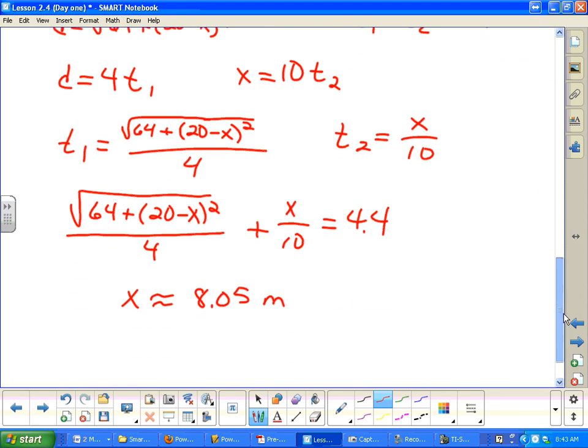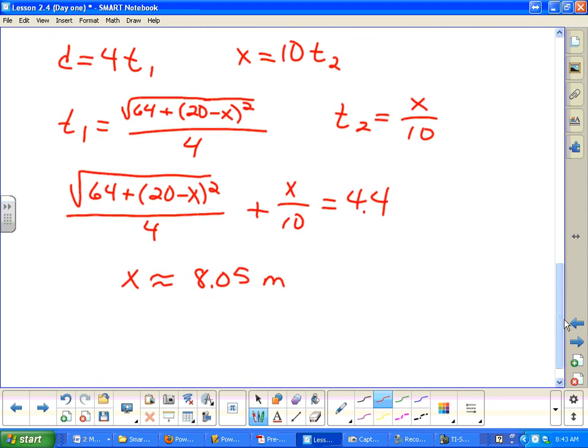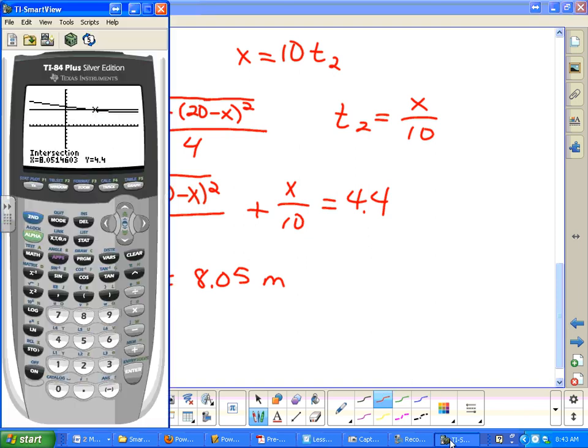Okay, 8.05 meters. Let's check the other number because it's not obvious, but it looks like it might cross somewhere else, right? So let me change, but here's the thing though. Look at my window right now on my calculator. My x max is 20.